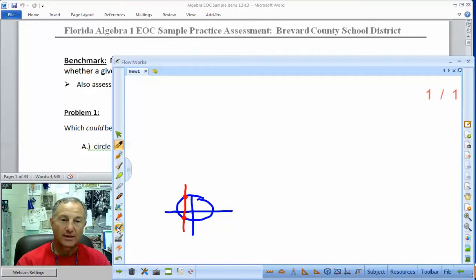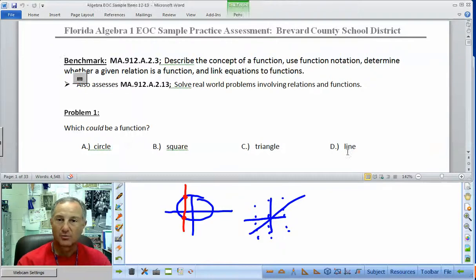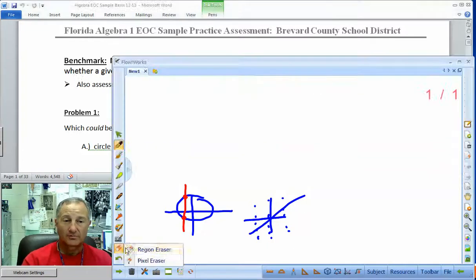But if we had a line going through here, and you take the vertical line test, boom, you see you only hit it one time. You're only hitting it once. So the line is the function. So when you look back here, your answer is D, line. Pretty straightforward stuff there. We covered this in class.